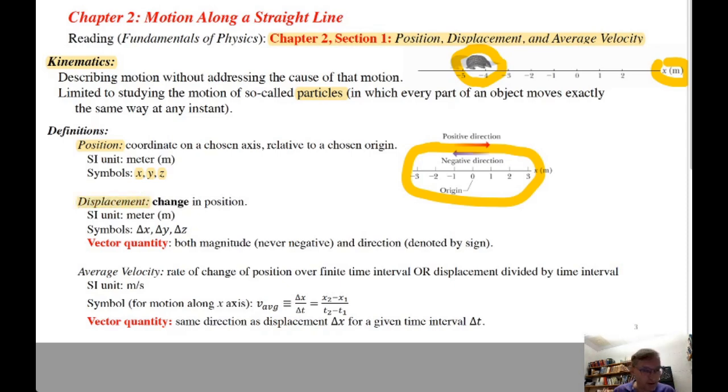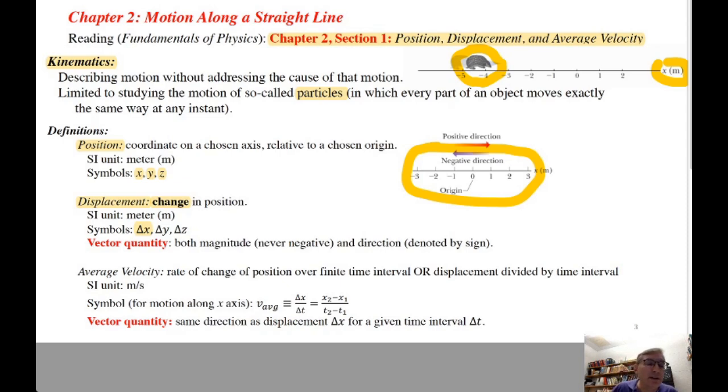And by definition, displacement is change in position. Note the emphasis on the word change. Now the SI unit of displacement is still meter, symbol for that unit m, but now the symbol for the displacement, let's say the particle is moving along an x-axis, is delta x. That's a Greek capital letter delta followed by an x, meaning change in position. Okay? Final position minus initial position for a given time interval that has to be specified.